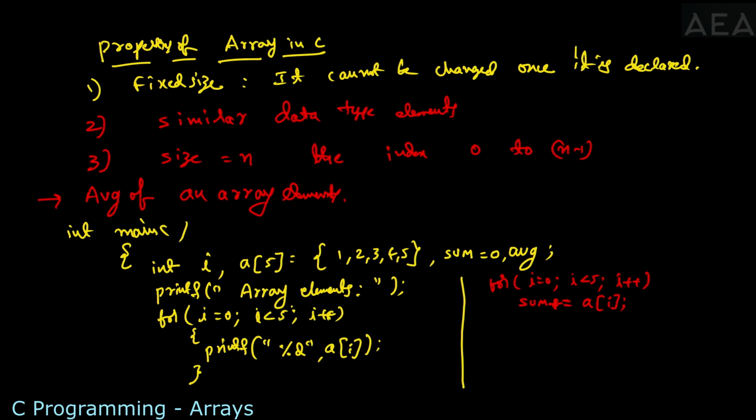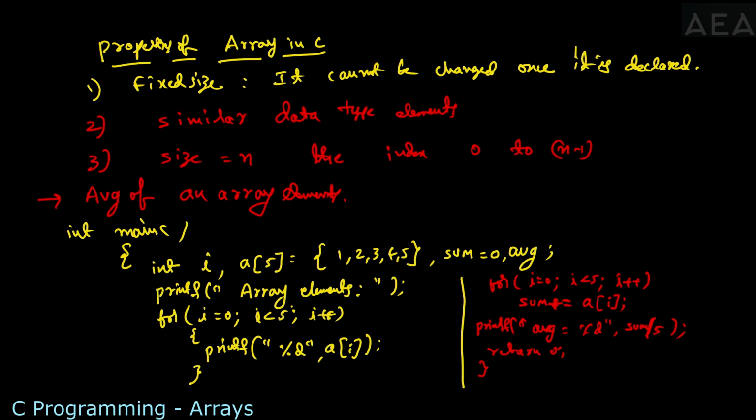Okay, and later I want the average, so for that purpose I am writing here printf, average is percent d. How to determine the average? Total sum by number of elements. So write directly, number of elements are 5, so I am writing 5 directly. Then it prints that value, then return 0. This is a simple program to determine the sum of an array.